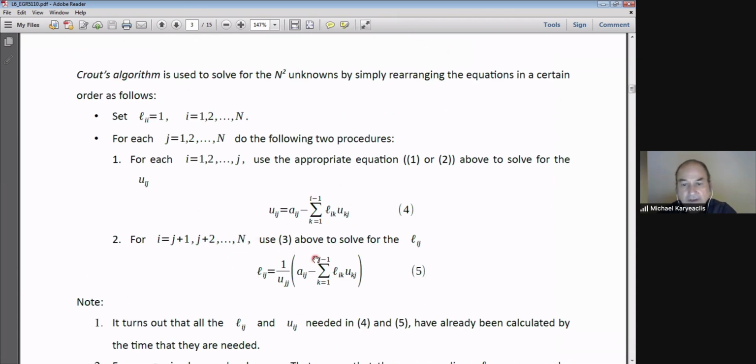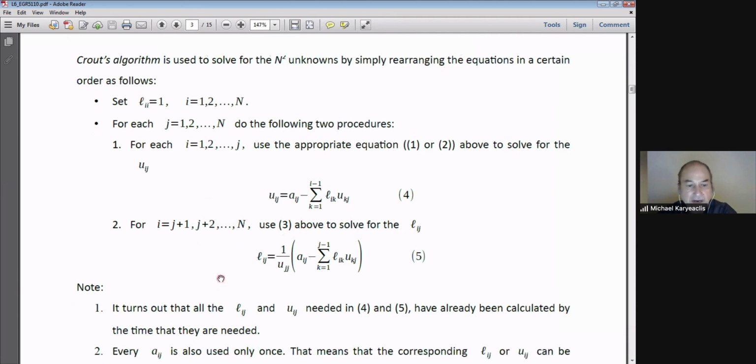If you actually follow this, and this is the tricky part of this, this is the algorithm. It's pretty easy to program, as you can see here. There is no iteration; it's just a straightforward procedure with a couple of if statements and a couple of do loops. It turns out that the Lij and the Uij needed in 4 and 5, in other words, the Ukj and Lik needed to calculate Uij and the l's, have already been calculated in the previous calculations.